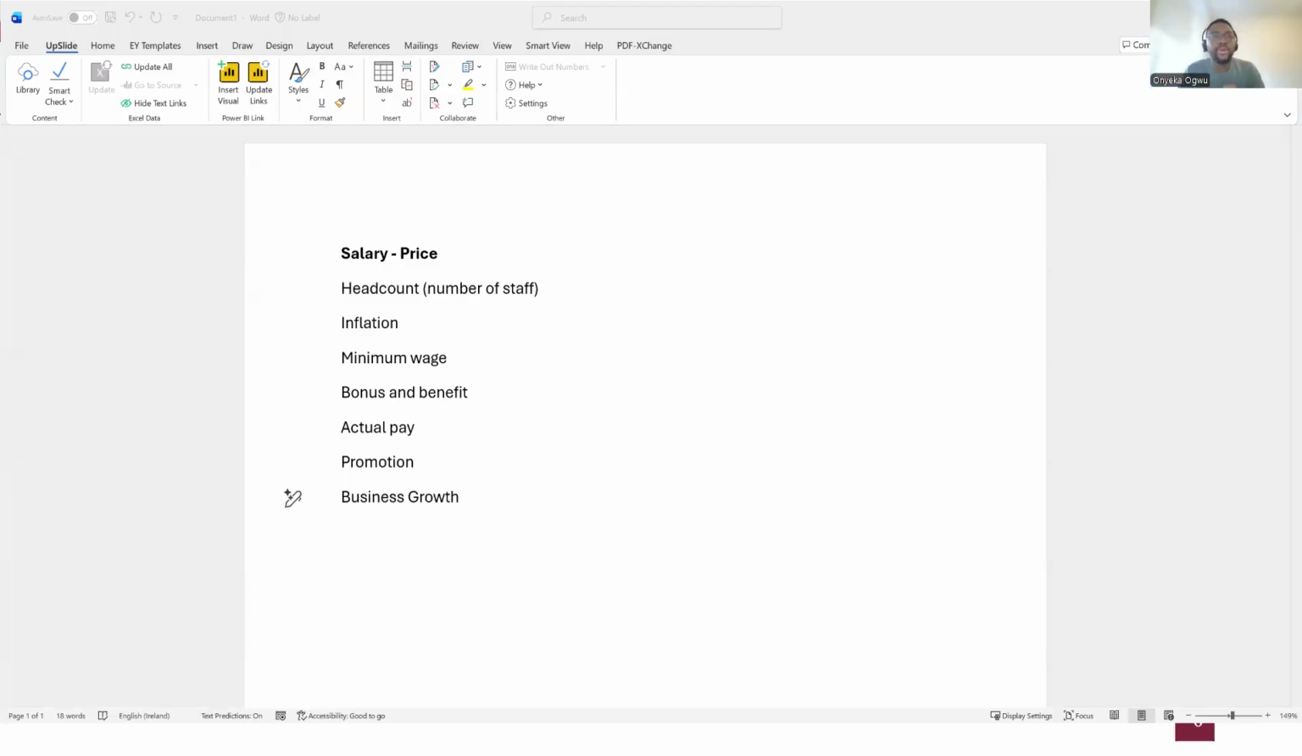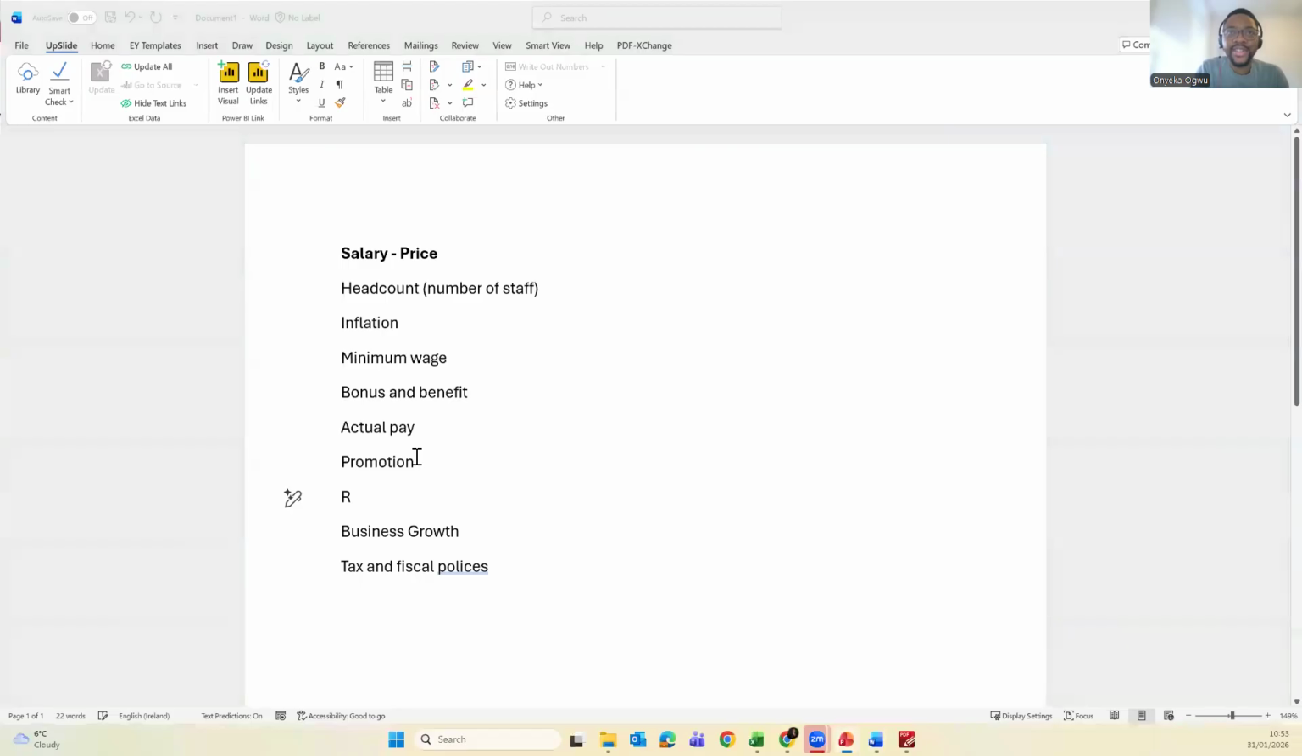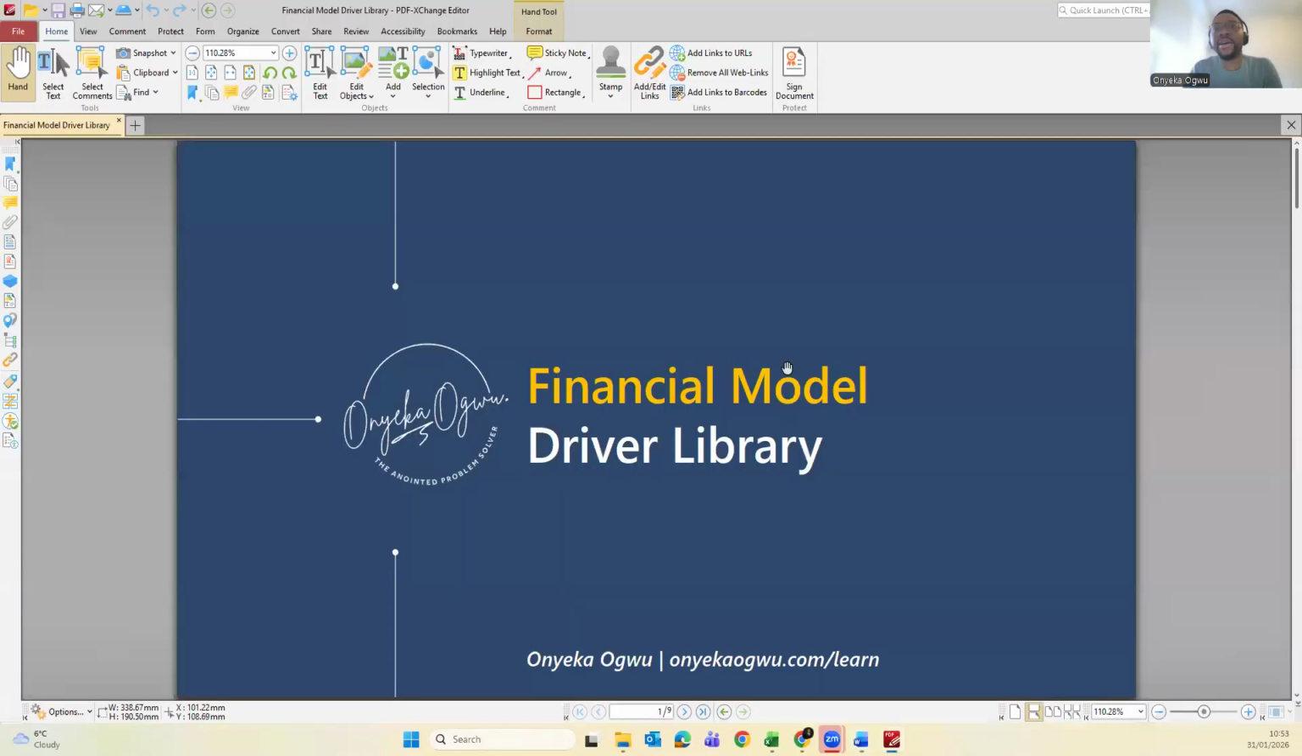What else do you have to consider? One final thing, just one last thing. Fiscal policies, like the taxes and the contributions you have to make as an employer. Perfect, right? And if you're in Nigeria, that's a big deal at the moment. But one last thing: what's the opposite of promotion? Redundancy, yes, redundancy, right? So redundancy or people leaving the firm.